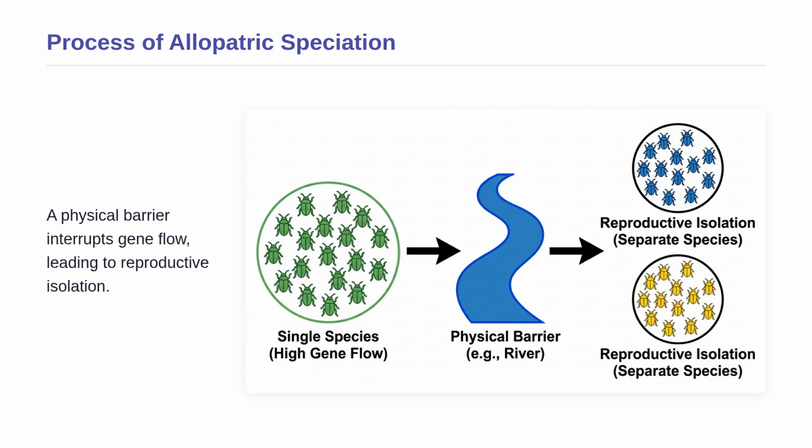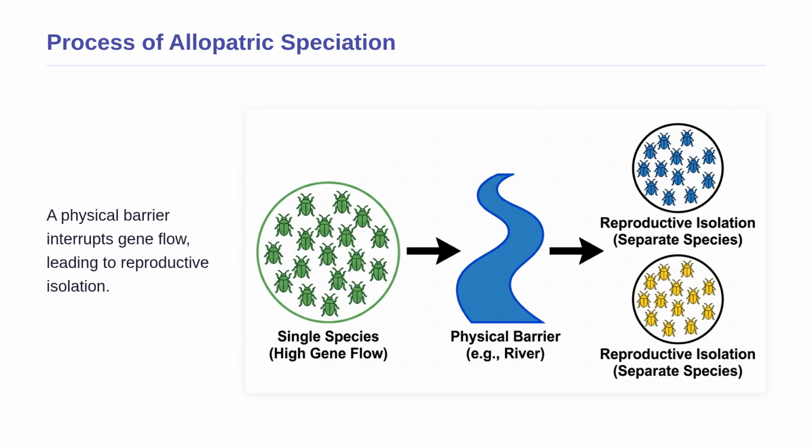To visualize everything we have discussed, let us look at this diagram showing the process of allopatric speciation. On the far left, you see a single, unified population of green insects. At this stage, there is high gene flow. They are freely interbreeding, so they remain one single species. Moving to the center, a physical barrier appears, in this case, a blue river. This river physically separates the population into 2 isolated groups, cutting off the migration rate we just calculated.